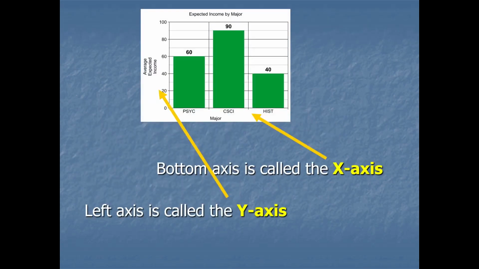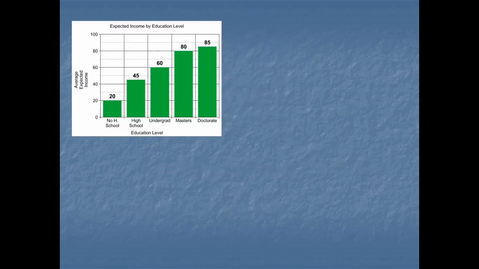Just a reminder, by the way, of the terminology. The bottom axis of a graph, we call that the x-axis, and the left side, the up and down axis along the left, that's called the y-axis. So if I use those terms, that's what I'm talking about. Okay, now what about this example? What are the variables here and what are their scale of measurement? So pause and try that before moving on.